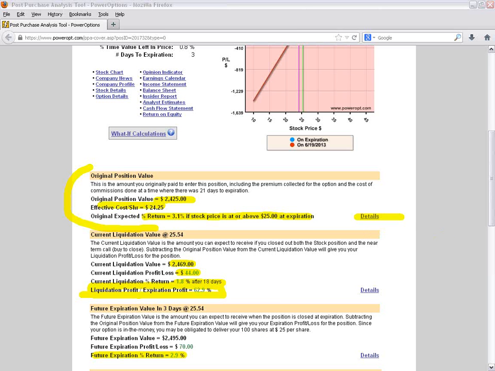Oh, Rick, I'll get to the what-if calculations in just a second. Actually, I'm going to do it twofold. We're going to leave this page, and I'm going to come back to it.